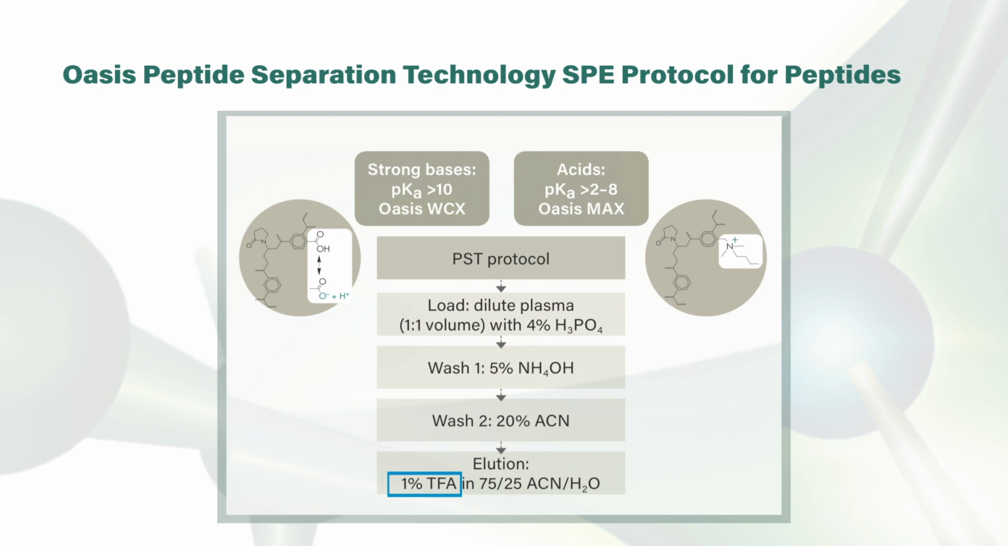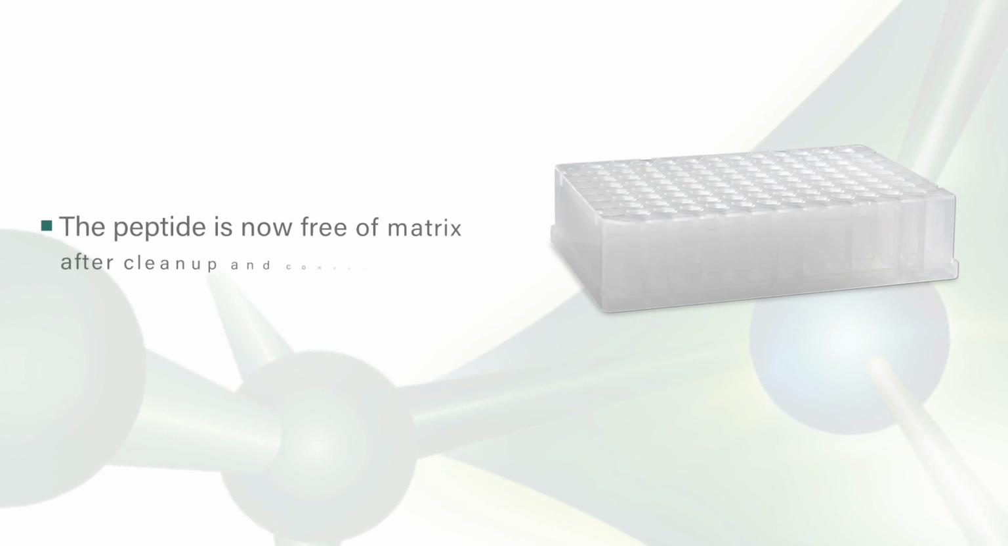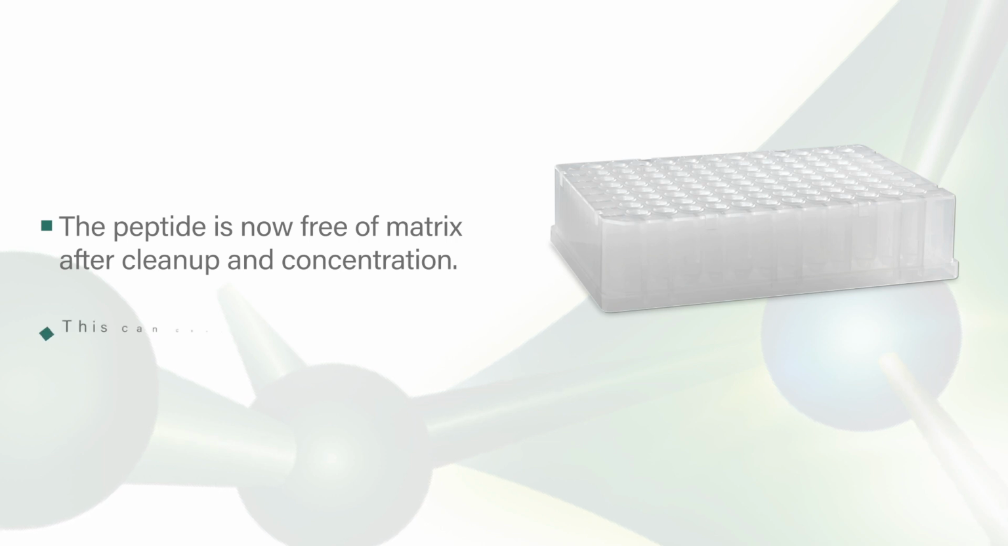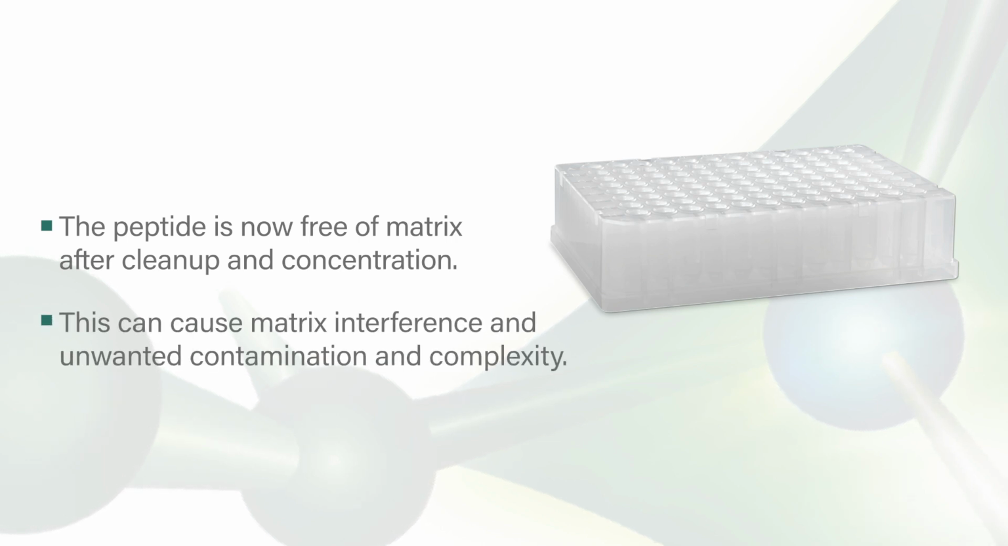No problem. If you need to do method development with this starting protocol, it typically involves different steps to disrupt the protein binding, or stronger acids or bases in the elution step, never more organic. Don't underestimate the impact of nonspecific binding losses at this point. The peptide is now free of matrix after cleanup and concentration. If you choose to add a carrier protein to mitigate nonspecific binding, you're effectively adding matrix back to your clean sample. This can cause matrix interferences, unwanted system contamination, and sample complexity.